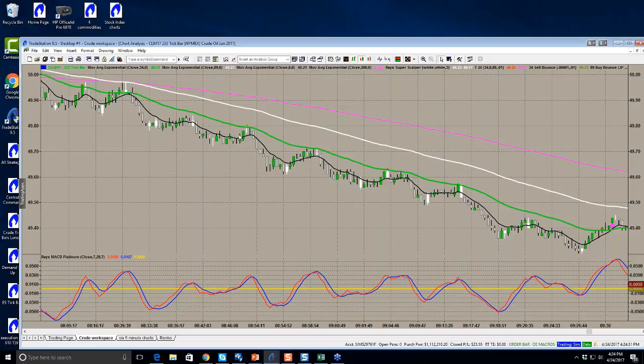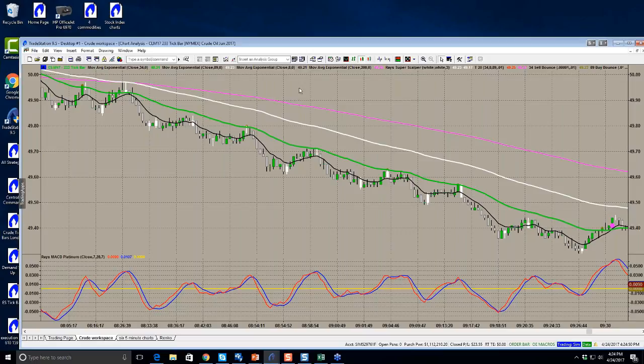The bounce into the 34, close underneath the 8 exponential, going short because you are selling in a strong bearish trend. Stop losses, profit targets, all set up.